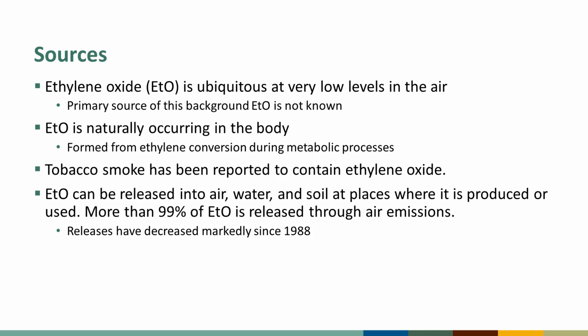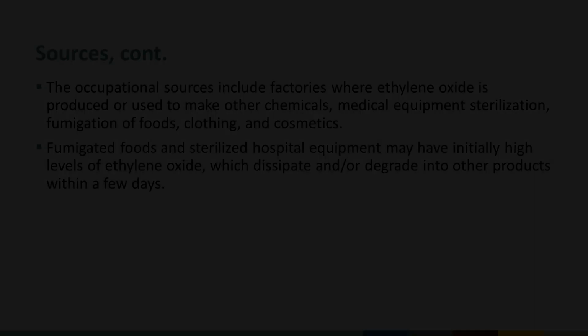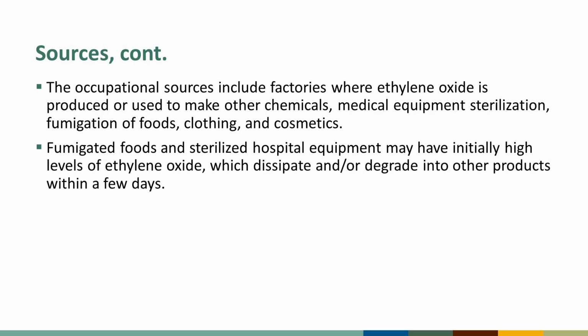Ethylene oxide can be released into air, water, and soil at places where it is produced or used. The vast majority of ethylene oxide released, over 99%, is through air emissions. Release of ethylene oxide into the environment has decreased markedly since 1988. Ethylene oxide is formed during the combustion of fossil fuel, but the amount is expected to be negligible.